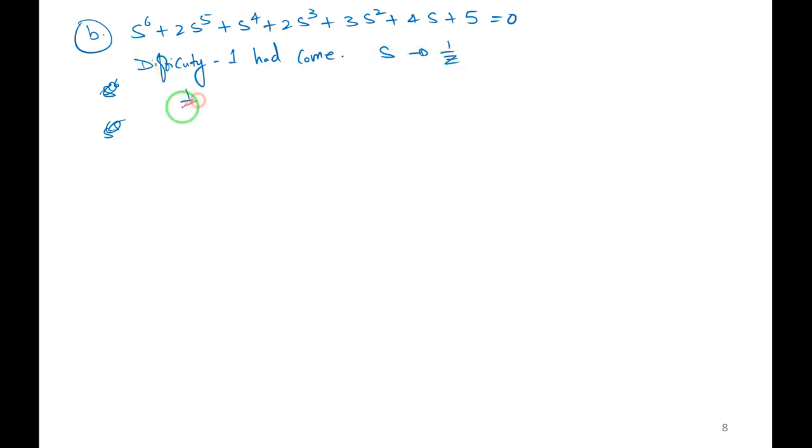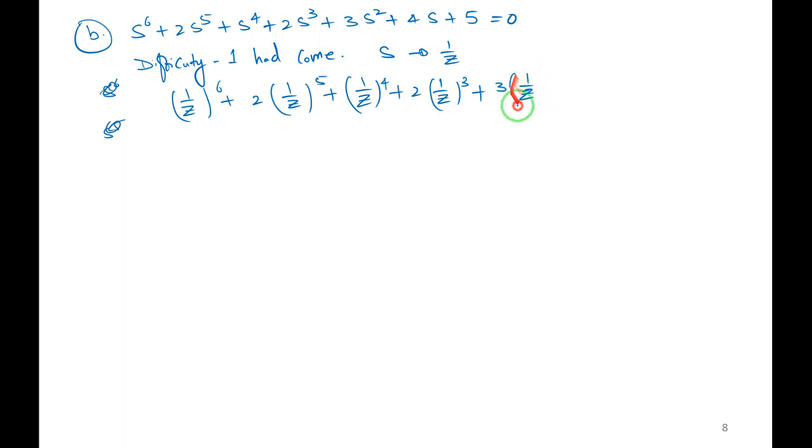So (1/z)^6 + 2(1/z)^5 + (1/z)^4 + 2(1/z)^3 + 3(1/z)^2 + 4(1/z) + 5 = 0. So multiply throughout by z to the power of 6.